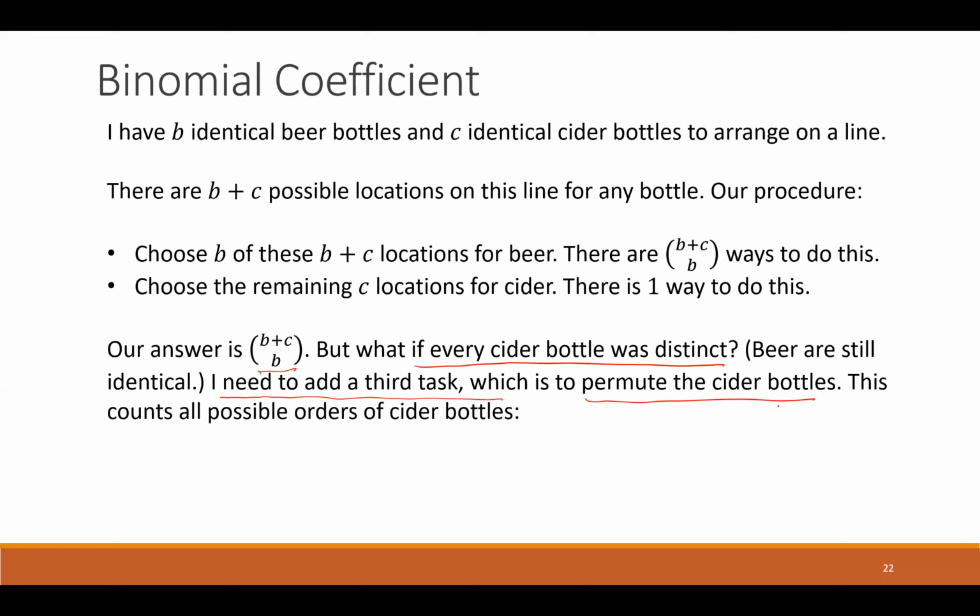Yeah, there's C factorial ways, right? I have C cider bottles. Suddenly the order matters, and there's C factorial possible arrangements. It's just permutations of a set of size C. So if I add that as a third task, well, that's just using the product rule. It's B plus C choose B times C factorial. So binomial coefficients are good when order doesn't matter. If order matters, you're probably looking at something more like a factorial.